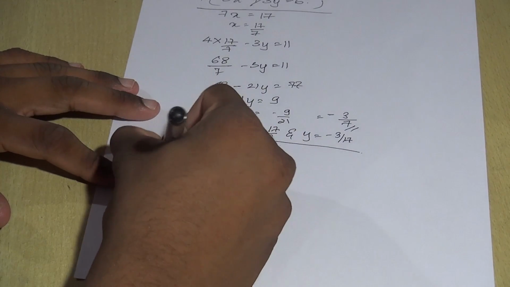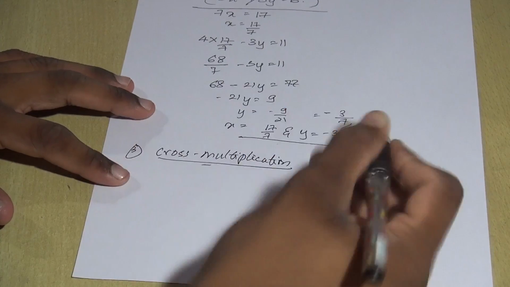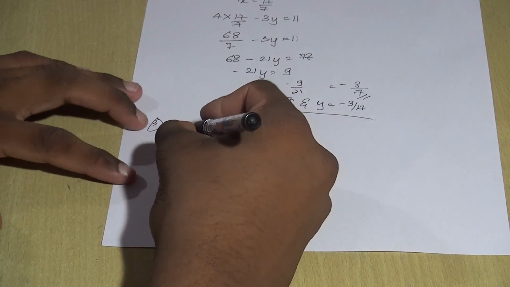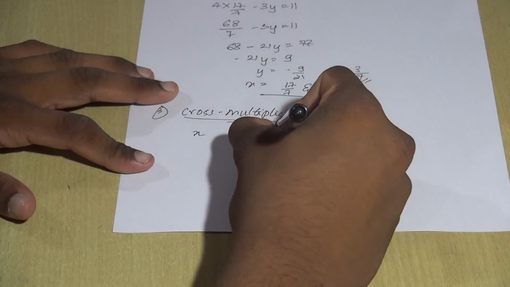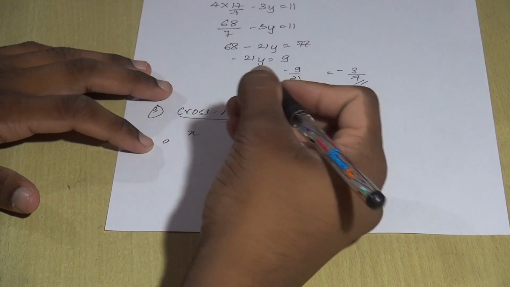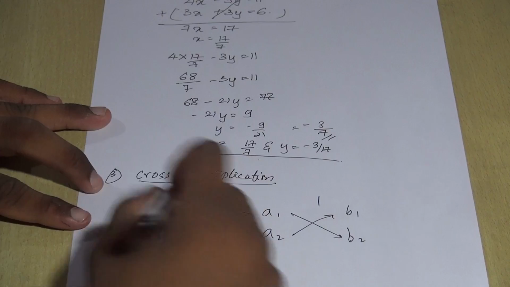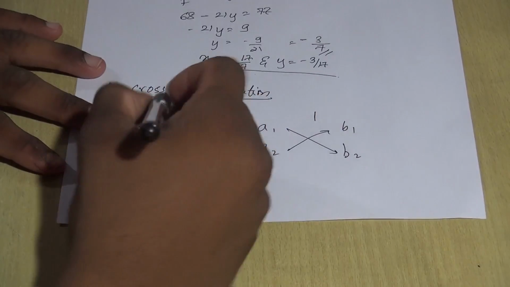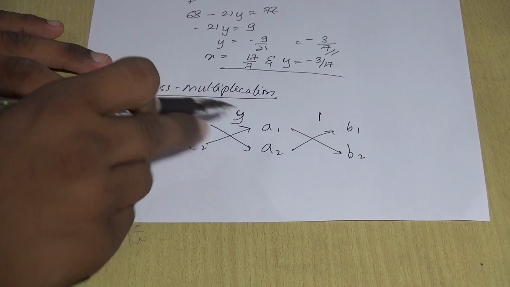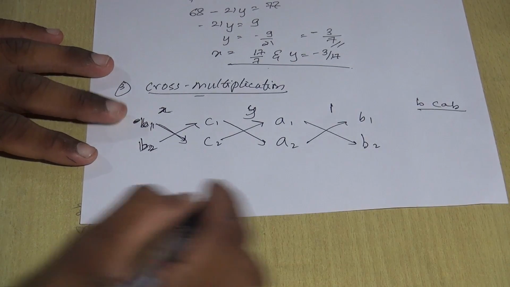The third way you can solve it is called cross multiplication. This is a new thing. Most of you would have already known the substitution and elimination. What you write is x, y, 1. This is the cross multiplication method we use. You just write x, y, 1, and then you write b1, b2, c1, c2, a1, a2, and b1, b2. The order is b, c, a, b, so you can remember it as b cab.